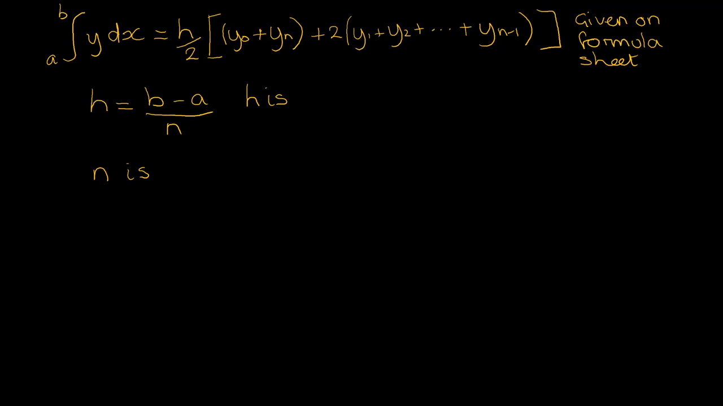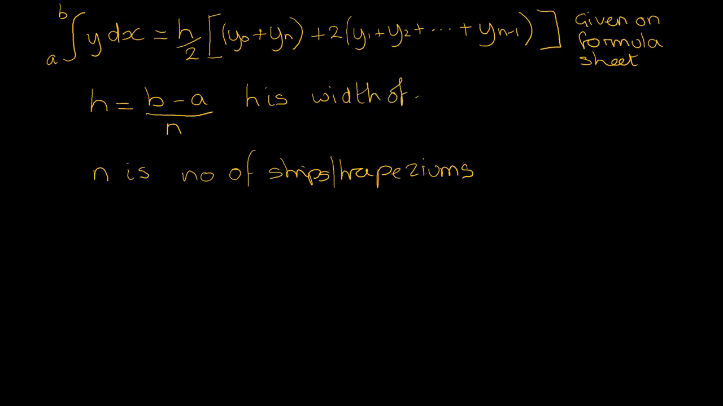So the h in the formula is found by taking the lower limit away from the upper limit and dividing it by n. So what is n? N is the number of strips or trapeziums that we break up the shape into. I'll demonstrate that in a minute. So h therefore becomes the width of each trapezium in our diagram.